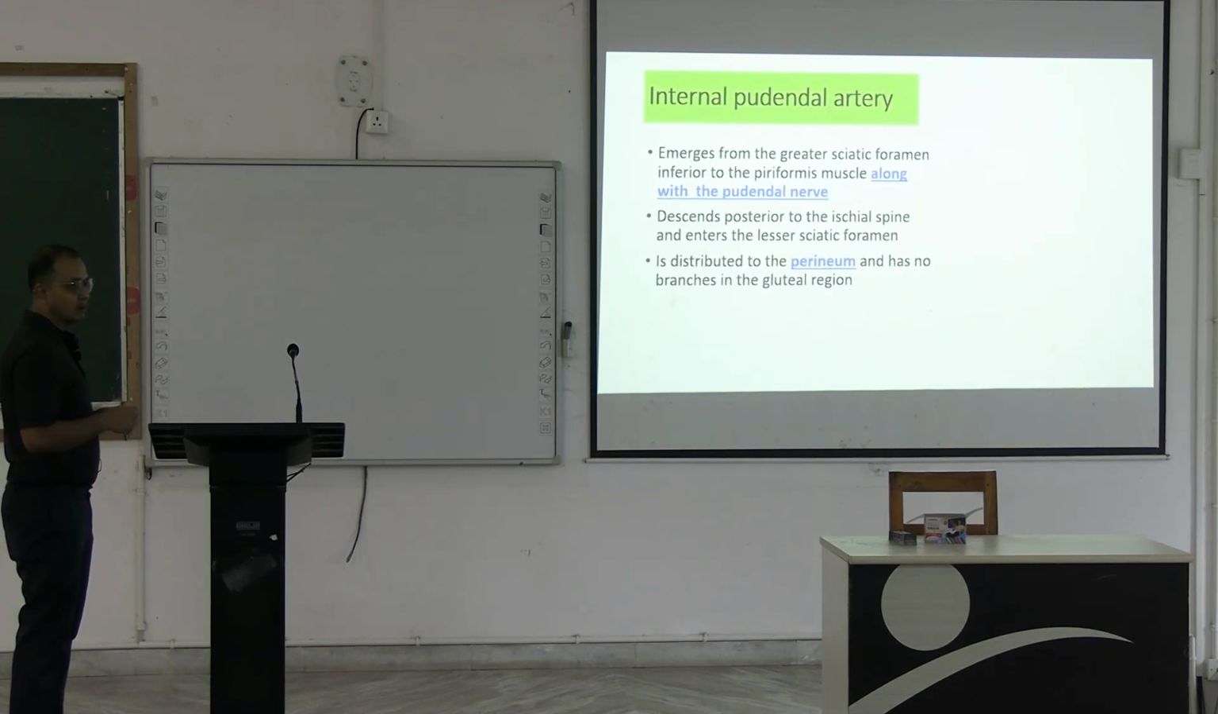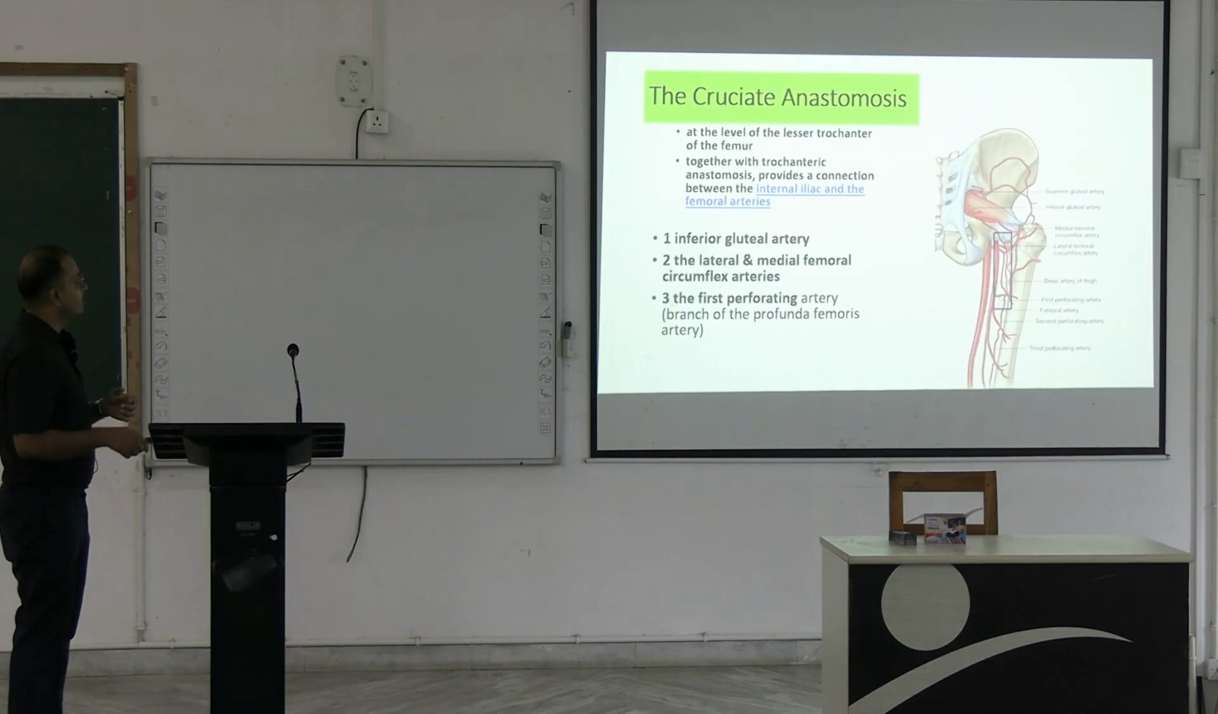Along with that, we have the internal pudendal artery, which is not supplying anything whatsoever. Following the pudendal nerve, it reaches this perineum or groin region and supplies there. But it runs through this particular region. This internal pudendal artery and the pudendal nerve may be seen as a content of the ischiorectal fossa present on the lateral side of it.